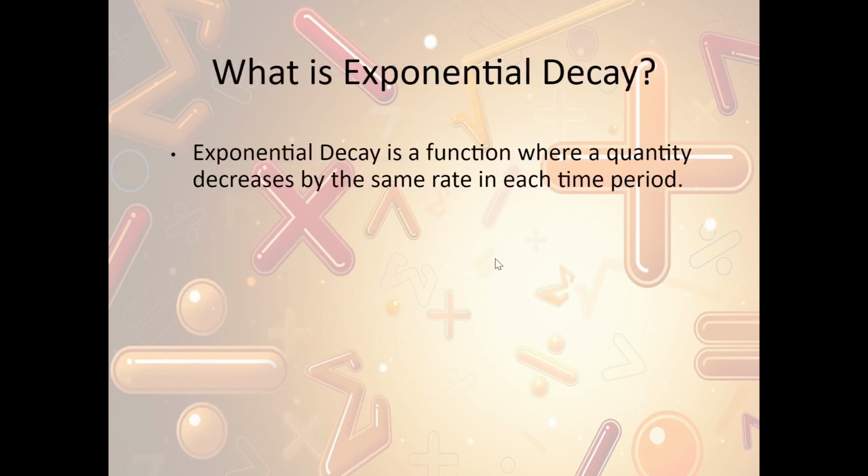So let's look at exponential decay now. Exponential decay is a function where a quantity decreases by the same rate in each time period. An example of this would be radioactive decay of a fossil. So when something dies, it eventually becomes just bones, right? We know this through archaeology. It becomes just bones. And what happens is there's a certain amount of carbon in that bone. After a while, the carbon starts to decay. It starts to wither away. It starts to evaporate. From there, we can tell how old the fossil is based on the amount of carbon that's still left. So that's radioactive decay of a fossil.